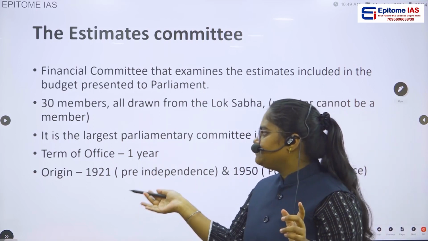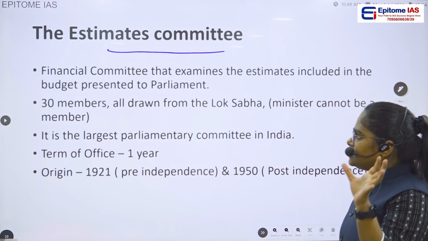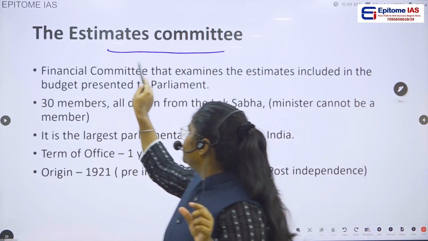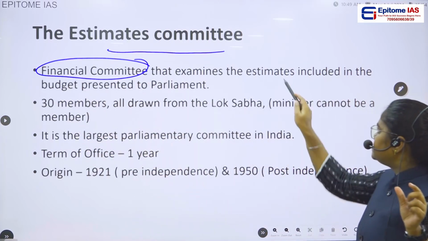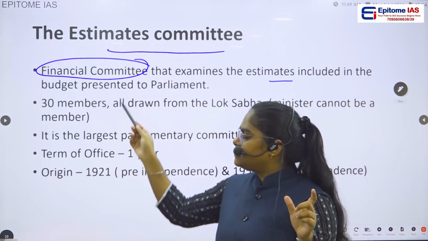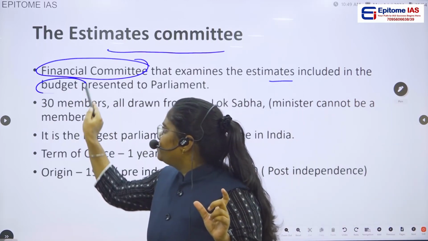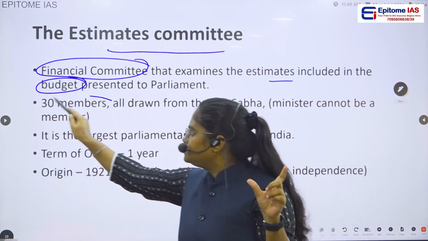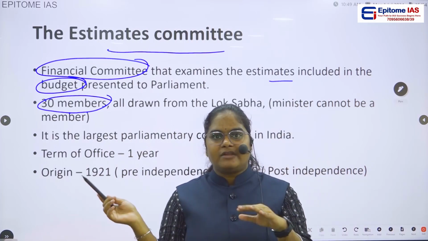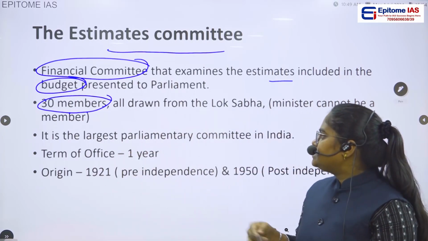So this is some of the information related to the Estimates Committee. This Estimates Committee is one of the financial committees that examines the estimates included in the budget presented to the parliament. It has 30 members, and what you have to remember is that all the members of the Estimates Committee are from the Lok Sabha. There is no Rajya Sabha representation in the Estimates Committee.